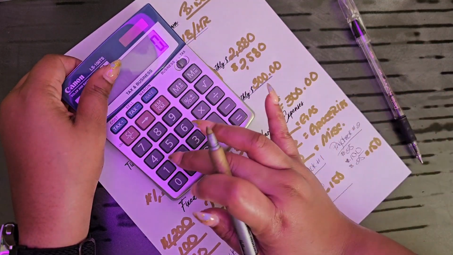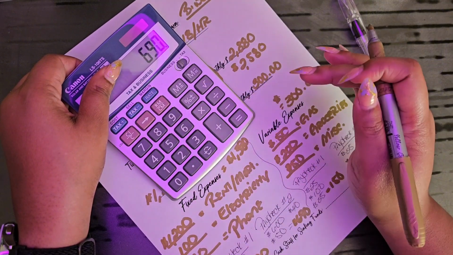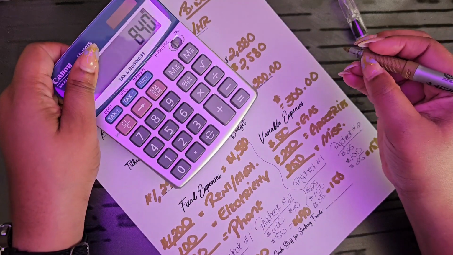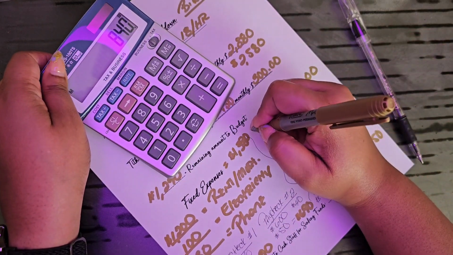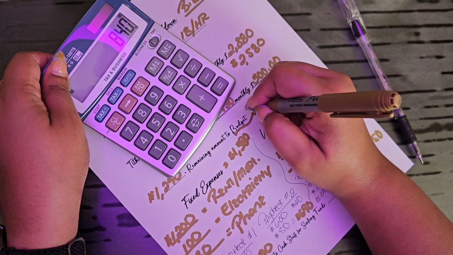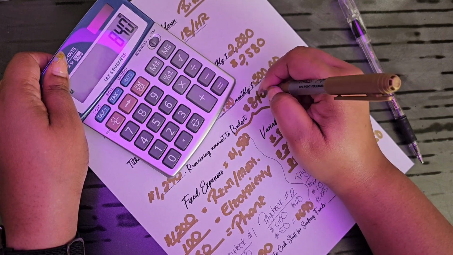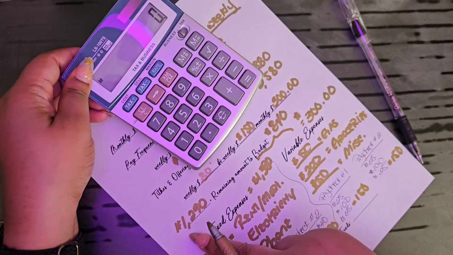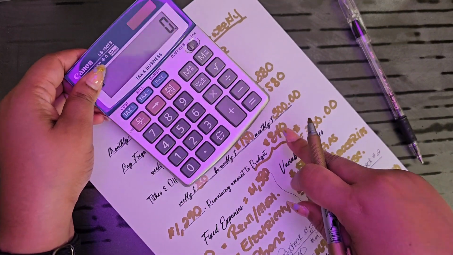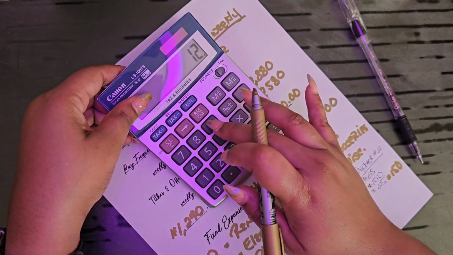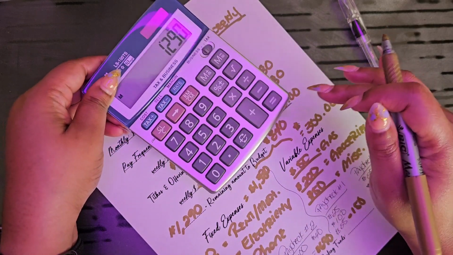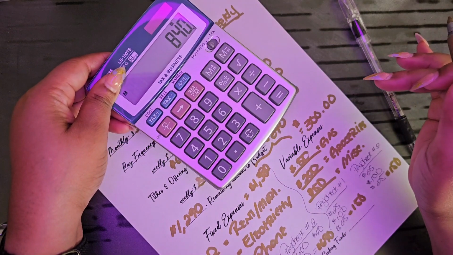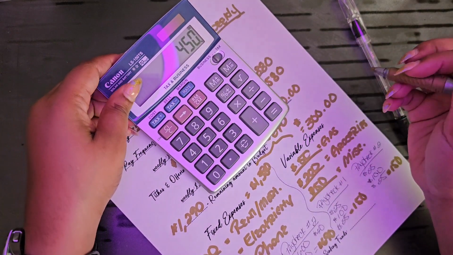So each check overall, 690 plus 150 is 840, right? Between these two. So $840. So now what we want to do, remaining amount of budget, we're going to take out the expenses now. So we're going to do 1,290, take away 840 is $450.